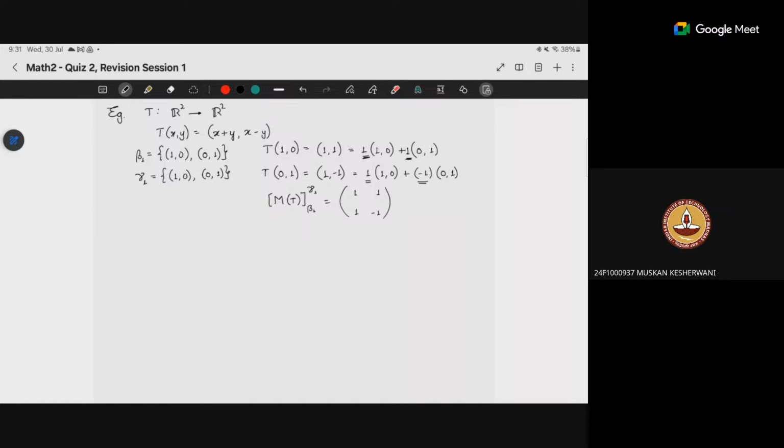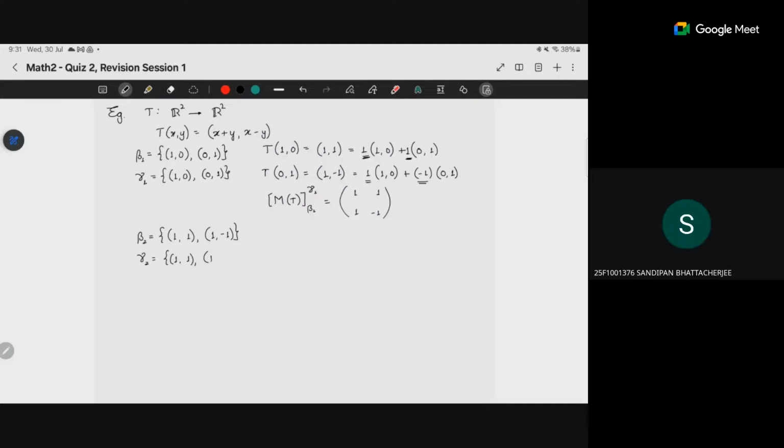1, 1 and 1, minus 1, and in the standard basis those will exactly be the coordinates, the coefficients also. Now let us take something different. Let's take 1, 1 and 1, minus 1 for both domain and codomain.